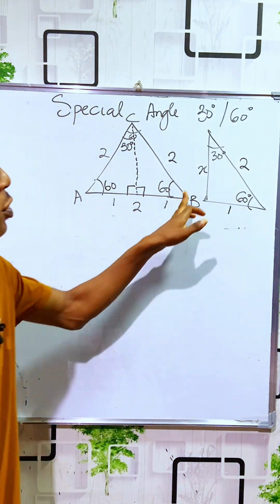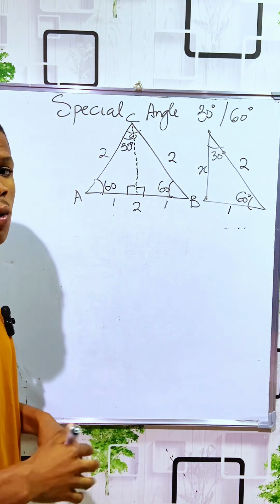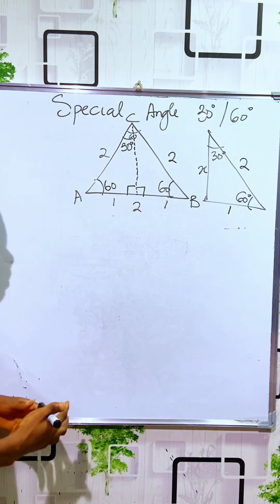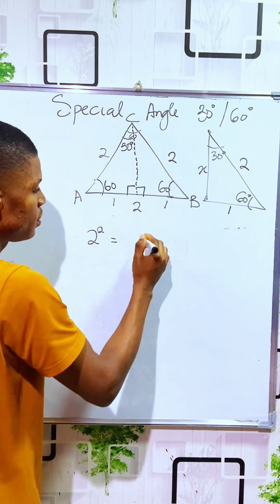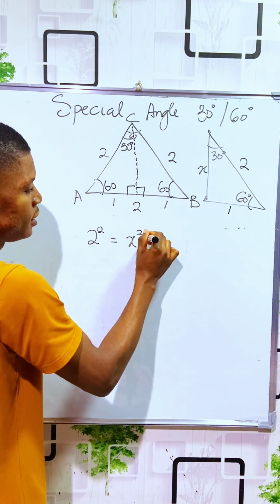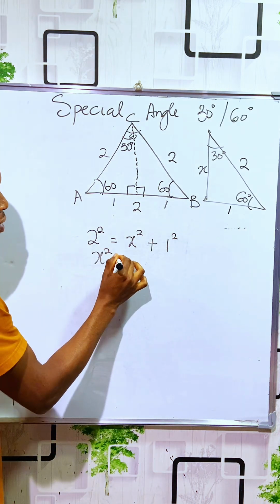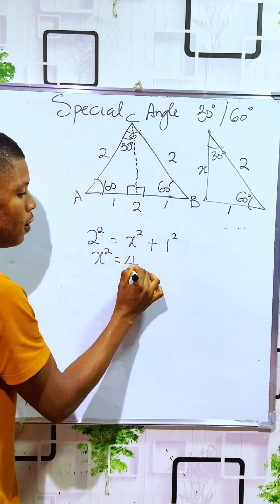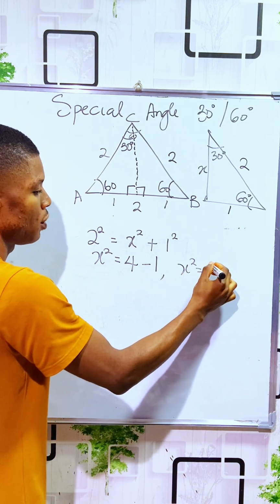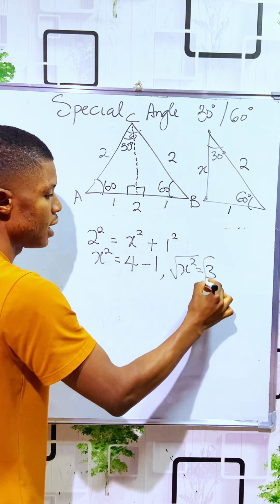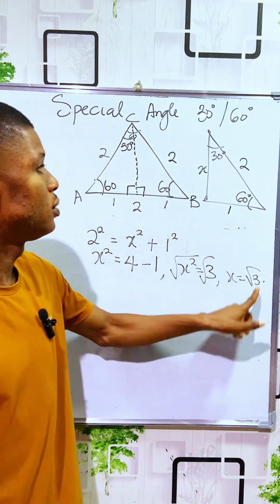Before we solve, we use Pythagoras to get the value of this x. In Pythagoras, the hypotenuse squared is equal to the opposite squared plus the adjacent squared. So the hypotenuse is 2. We have 2 squared is equal to the opposite, which is x squared, plus the adjacent, 1 squared. X squared will be equal to 2 squared, which is 4, minus 1 squared, which is 1. So x squared is equal to 3. Take the square root of both sides. x is equal to root 3. So x is just root 3, this side.